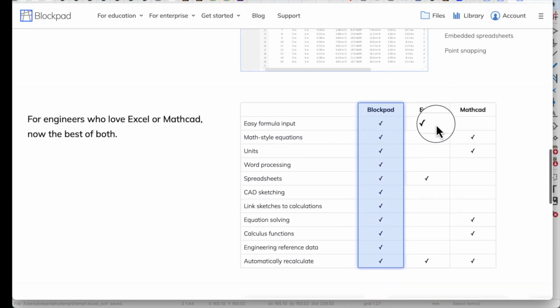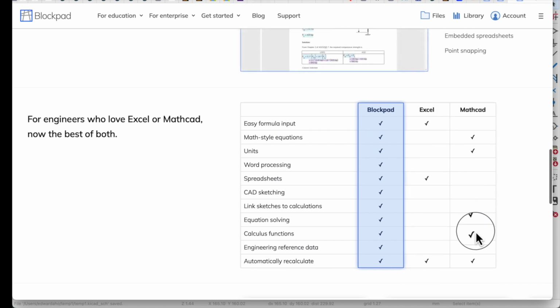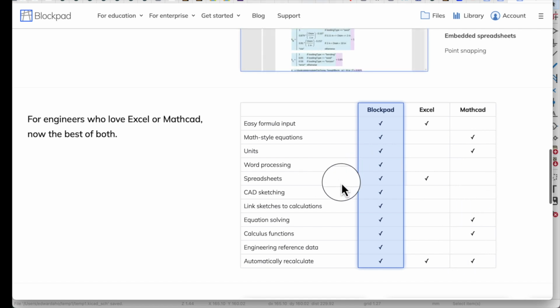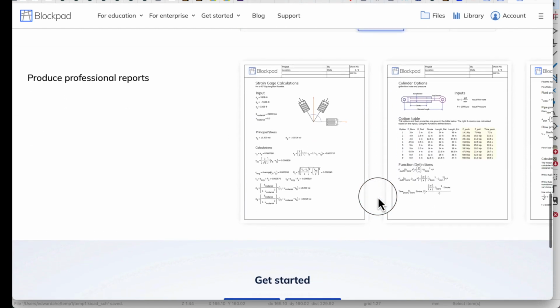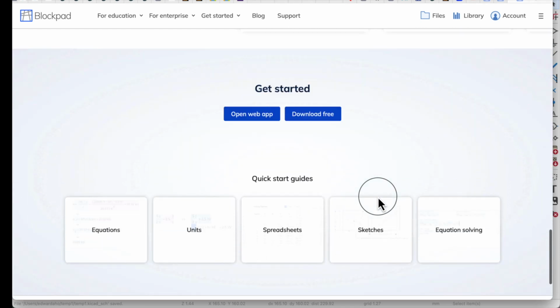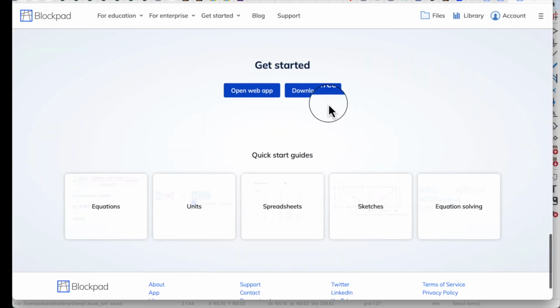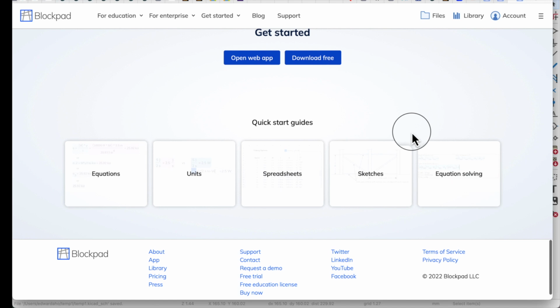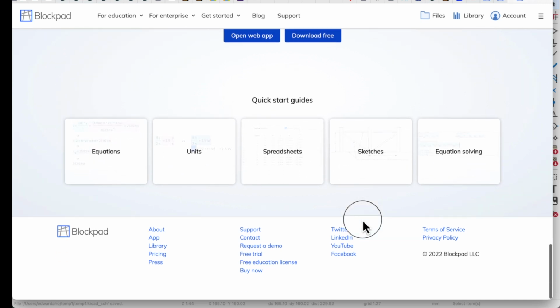Here's some of the interesting things I'll show you. Blockpad, easy format. Excel kind of has a few check marks. MathCAD, a tool that I have always liked, has some check marks, but look at this. Blockpad has all these check marks. I'm glad I found this because it does seem like really cool software. Look, download for free, quick start guides, sketches. I'm going to have to learn how to use this thing so I can teach you guys a little bit more about it.